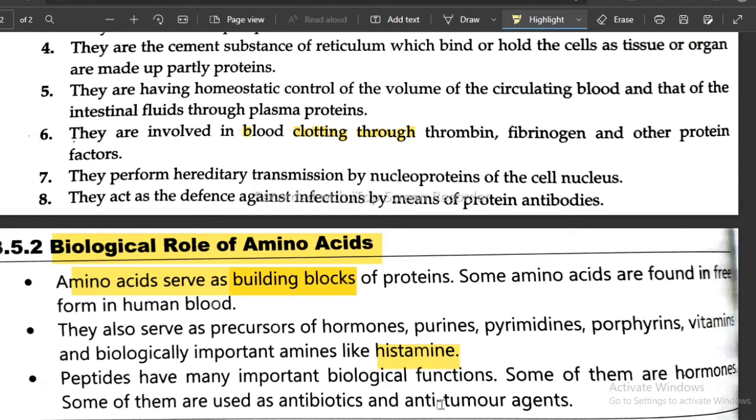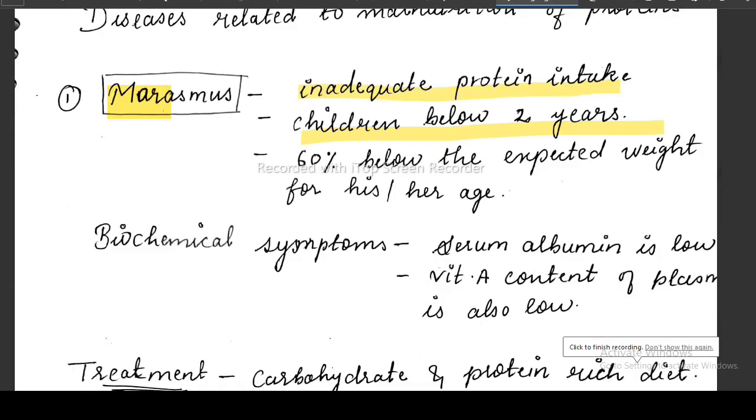Okay, so बायोलॉजिकल रोल उसका क्या है, अमीनो एसिड का और प्रोटीन का, इस पे क्वेश्चन्स आ सकते हैं. Give the biological role of protein या फिर give the biological role of amino acids. So these are some roles of proteins as well as amino acids. According to the syllabus, we have completed this part.